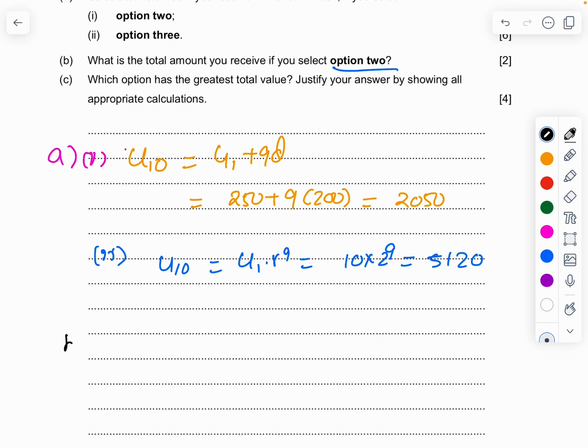What is the total amount received in option 2? This one is the total amount: 10 upon 2 times 2u1 plus n minus 1 times d, 200. So simplify that, you get 11,500.